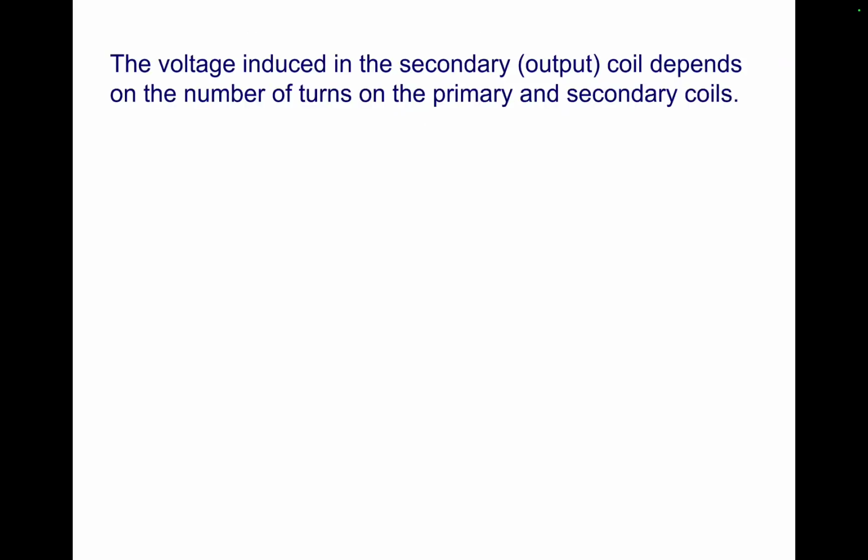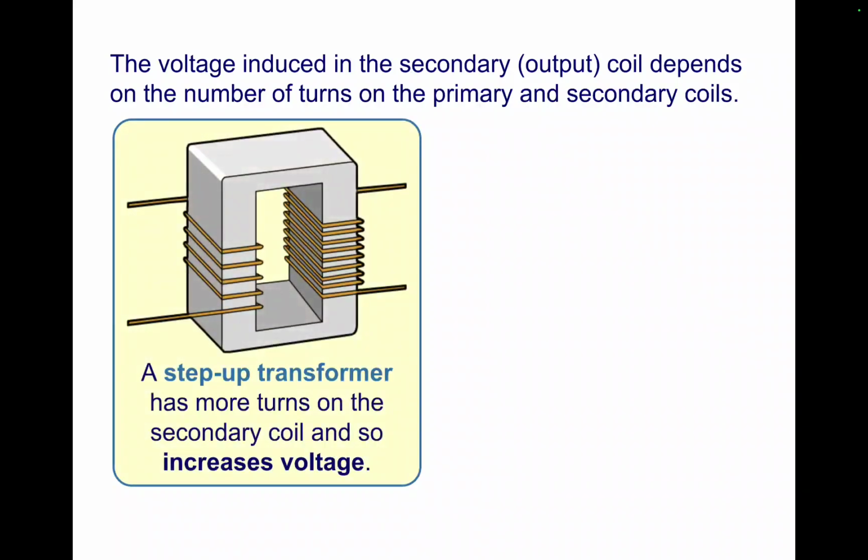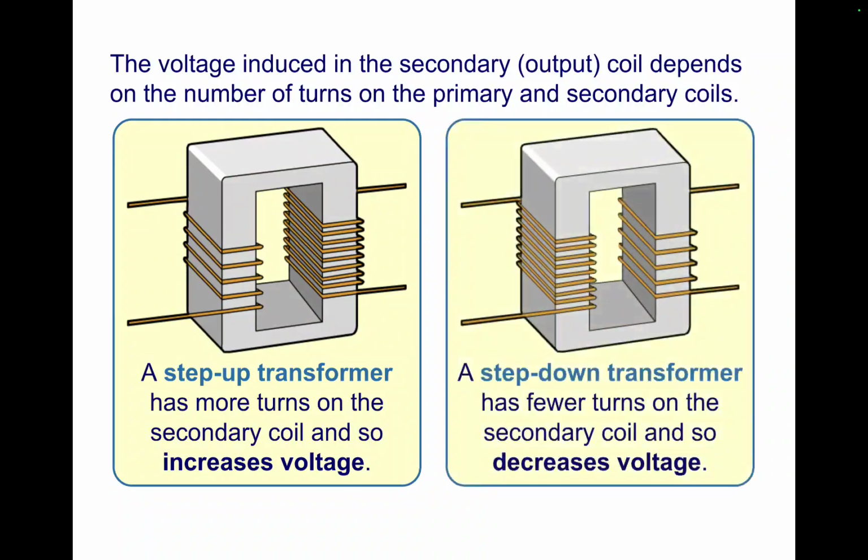The voltage induced in the secondary or output coil depends on two things: the number of turns on the primary coil and the number of turns on the secondary coil. It also depends on the primary voltage. Remember, a step-up transformer has more turns on the secondary coil, which increases voltage, and a step-down transformer has fewer turns on the secondary coil, which decreases voltage. What I'm going to do now is give you an equation. We'll do a couple of example questions, and then we'll try some examination material.